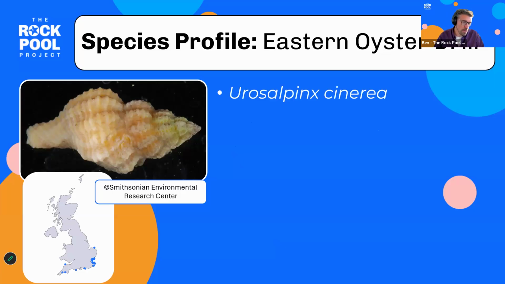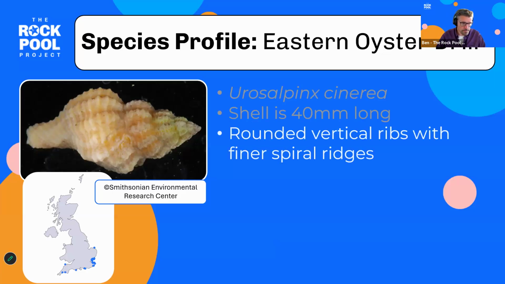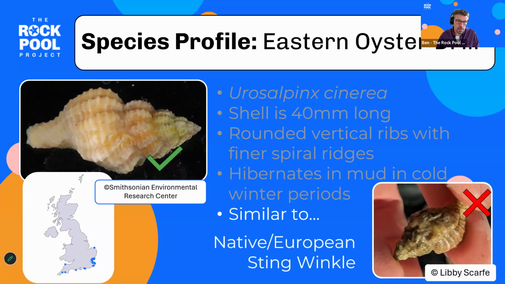The Latin name for it is Urosalpinx cinerea. Not a massive species at all, up to 4 centimeters long. And you can see the shell has these vertical ribs and then fine spirals going horizontally across the shell. You won't find it so much in the winter periods because it actually hibernates in the mud at that time, but that'd be fine at this time of year. And this is the species which you're most likely to confuse it with, which is the European sting winkle. So you will find lots of them.